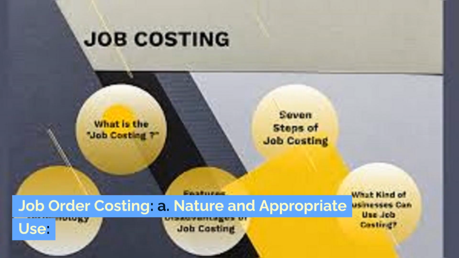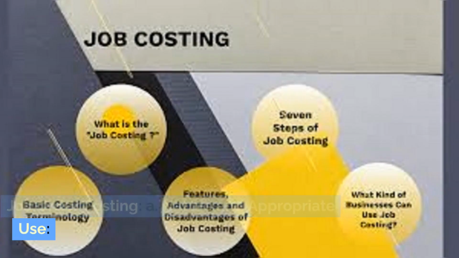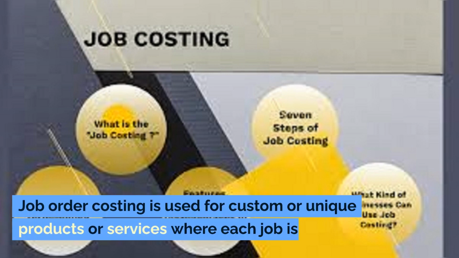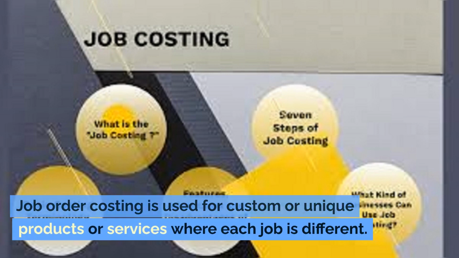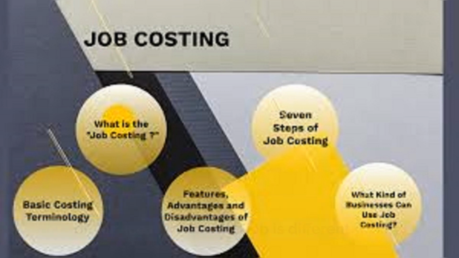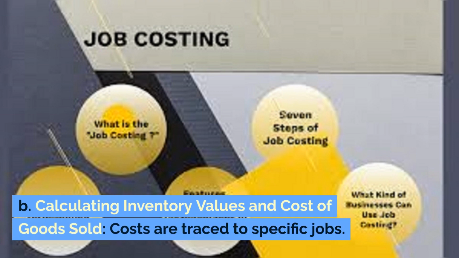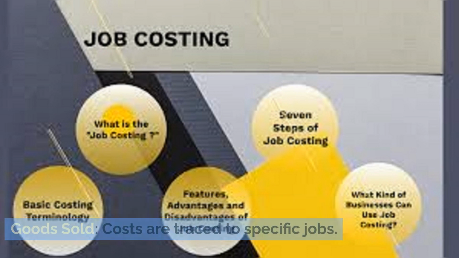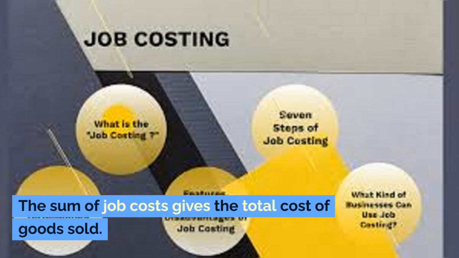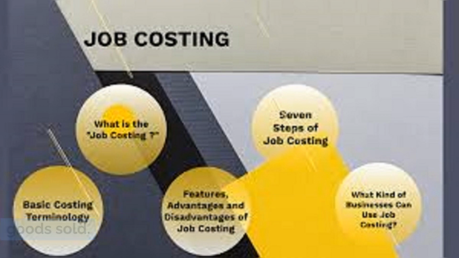Job order costing. A. Nature and appropriate use. Job order costing is used for custom or unique products or services where each job is different. Costs are accumulated by job. b. Calculating inventory values and cost of goods sold. Costs are traced to specific jobs. The sum of job costs gives the total cost of goods sold.